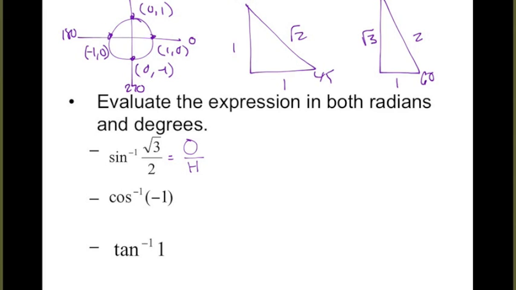What angle is across from the square root of 3? Oh, across 60. Okay, so our answer is 60. There's a hypotenuse of 2, and it is opposite of our square root of 3.